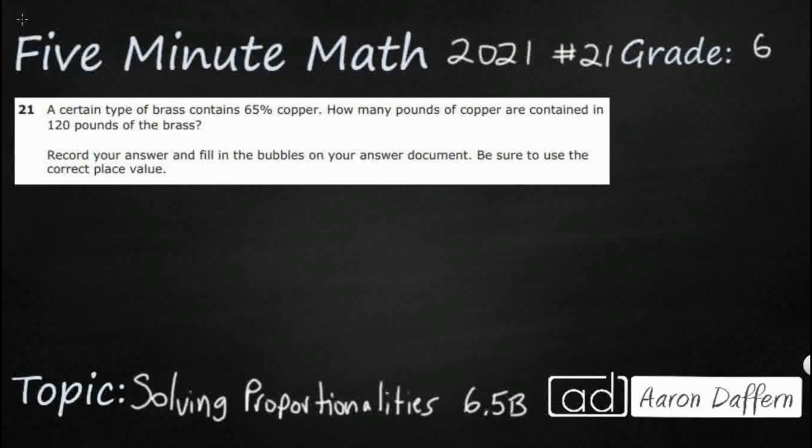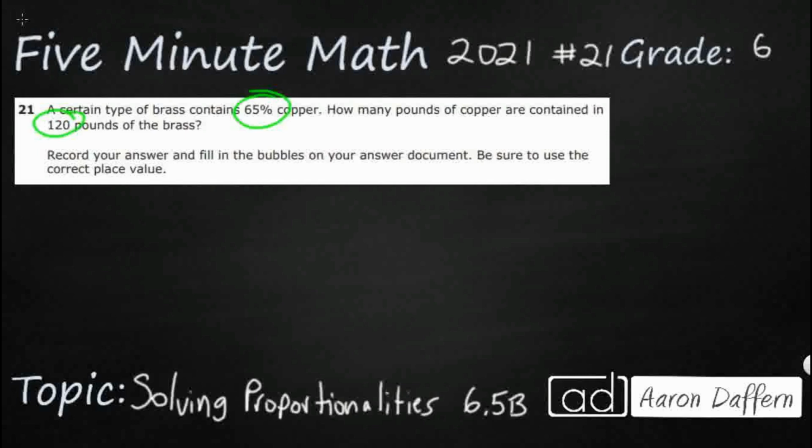So we have a very simple proportionality here, and we don't even have any answers to choose from because this is a free response item. So let's take a look. A certain type of brass contains 65% copper. And then how many pounds of copper are contained in 120 pounds of brass? Those are the only two numbers we are going to get.